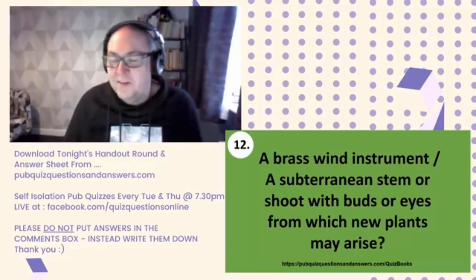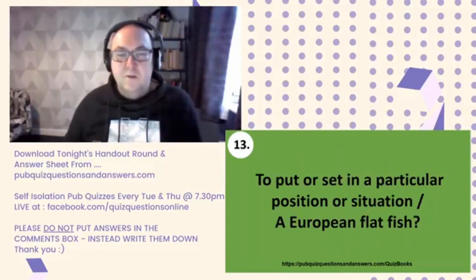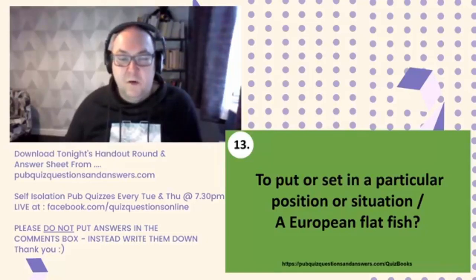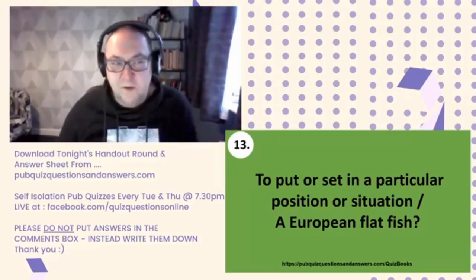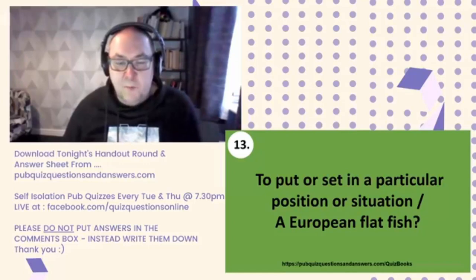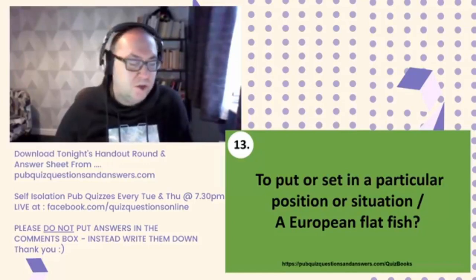Question number 13. To put or set in a particular position or situation, that's one of the clues, and the other one is a European flatfish. So two words that sound the same but are spelt differently.